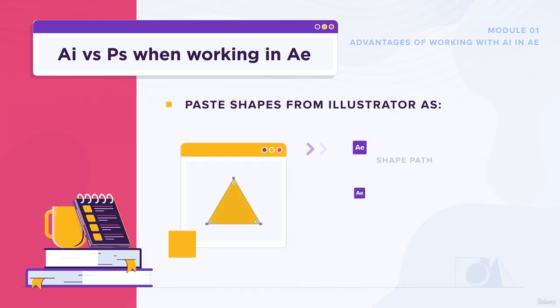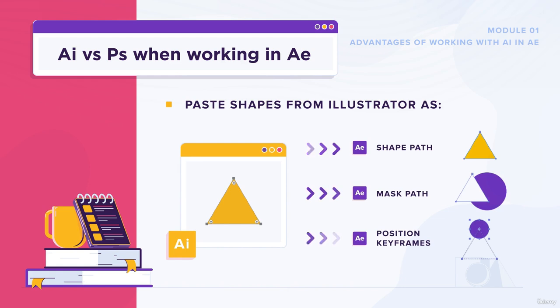Copy and paste shape layers from Illustrator into After Effects. Illustrator and After Effects work great together and allow for a smooth work pipeline. This allows the user to easily copy and paste content from one software to the other. For example, shapes, masks, and position keyframes.